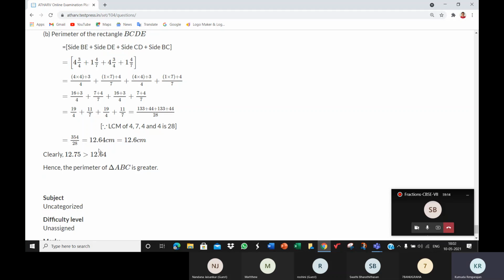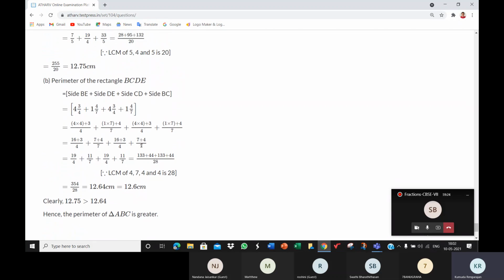Now we must compare. Children, just after fractions, we'll be seeing decimals. Now we have to compare 12.64 and 12.75. The only thing you might not know here is how to write this fraction as a decimal number. That we will see in the next part. After fractions, we'll see decimals. There we'll understand how to do this.